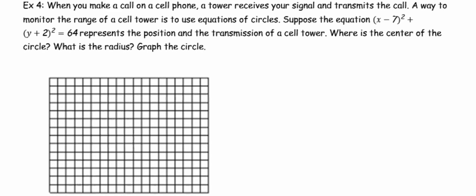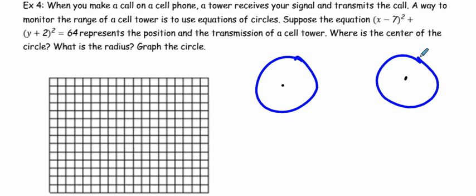So it says when you make a call on your cell phone, which almost nobody does anymore, but when you do, a tower receives your signal and transmits your call. And when you drop a call, that's because you walked out of a cell tower's radius. Like you're not in the radius of the circle to pick up and transmit your call anymore, and you haven't entered a new one. So the way cell phone towers work, like here would be a cell phone tower, here would be a cell phone tower. Each one has a radius that they pick up.